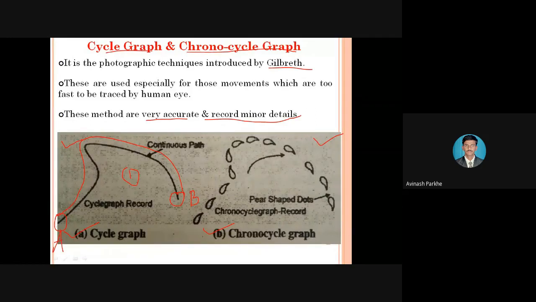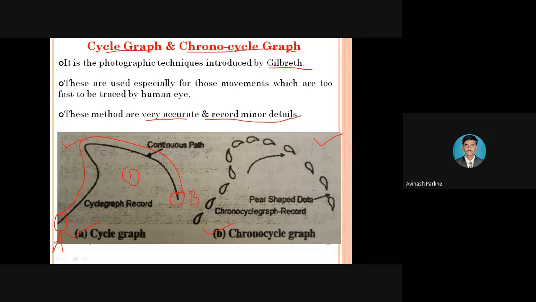So whatever this particular dark black line represents, it will represent the path or the direction of your hand. Maybe your right hand is there or maybe your left hand is there. So whatever small movements are taking place within a very short period, in a very fast manner, such minor details can be recorded by using this particular cyclegraph.